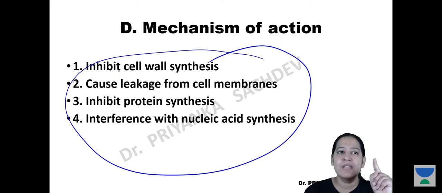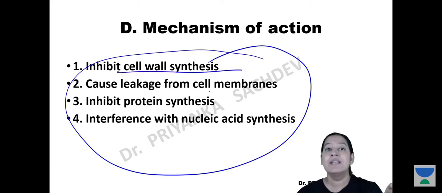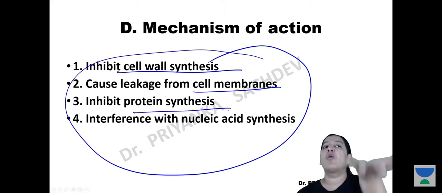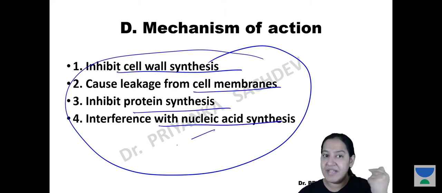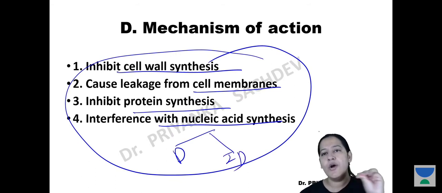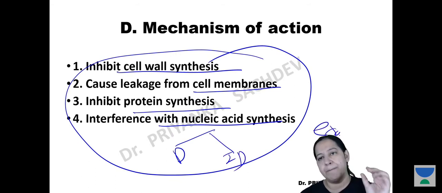So cell wall synthesis inhibitor कौन-कौन से हैं? Name them. Cell membrane में pores वाले कौन-कौन से हैं? Name them. Protein synthesis inhibit कौन-कौन से हैं? Name them. Nucleic acid में direct वाले कौन से हैं? Name them. Indirect वाले कौन से हैं? Name them. All your MCQs are based on examples again and again.